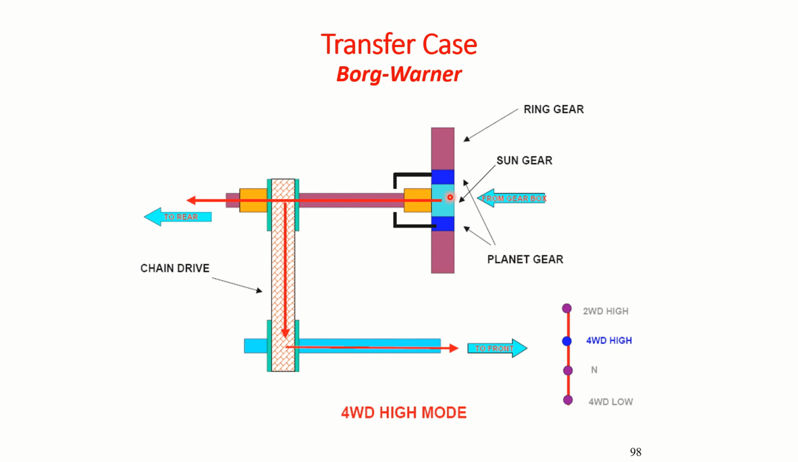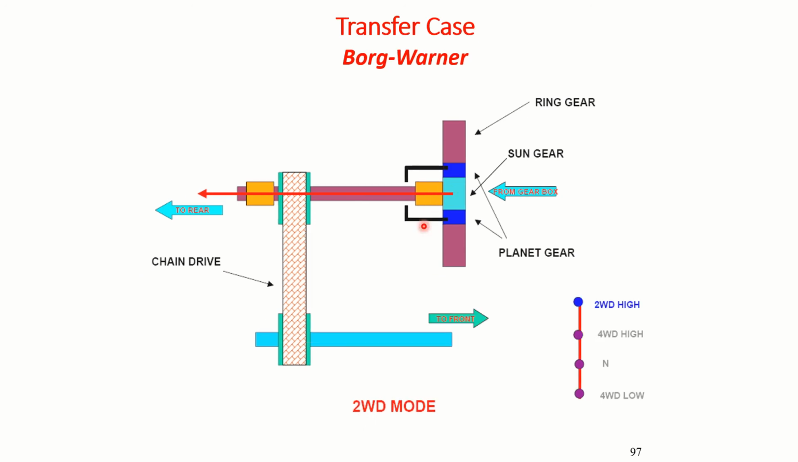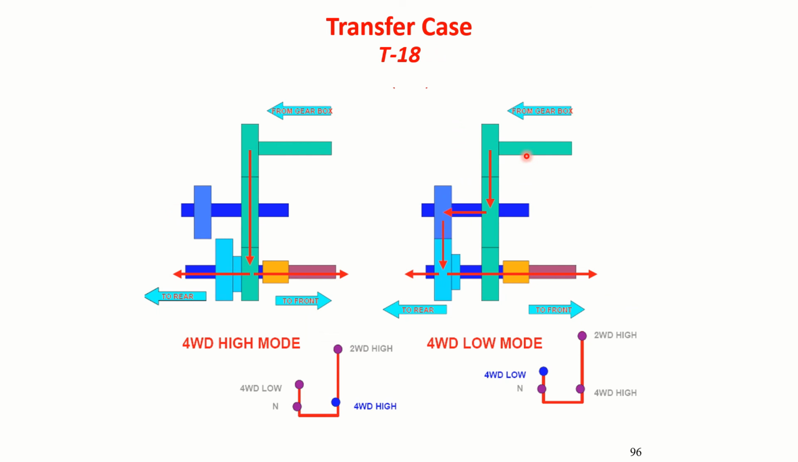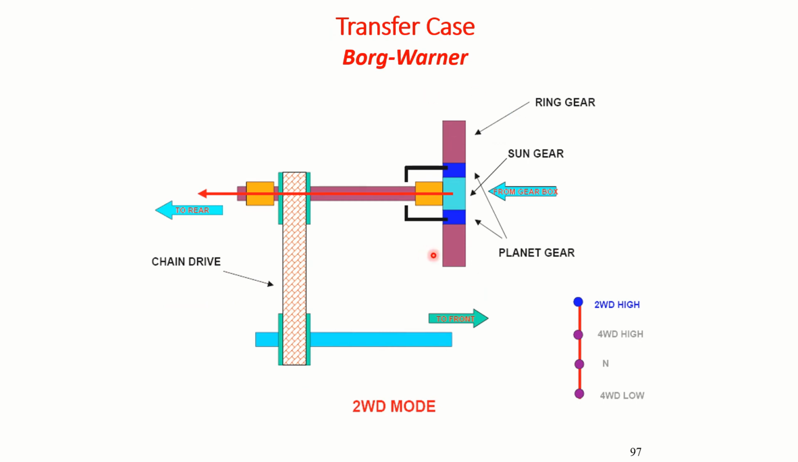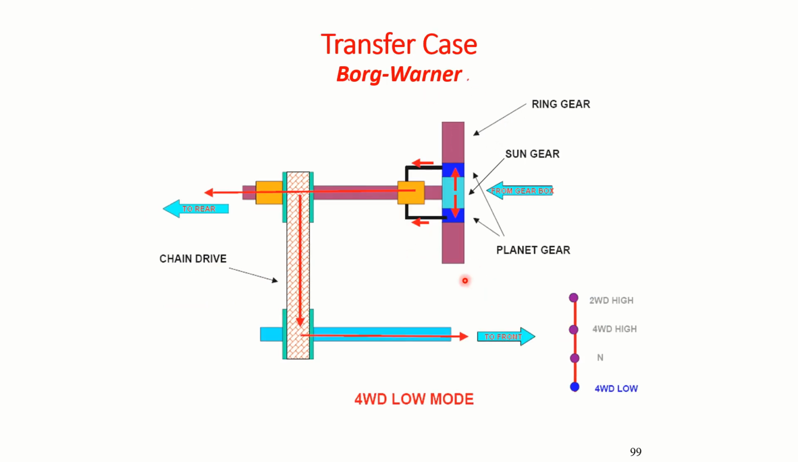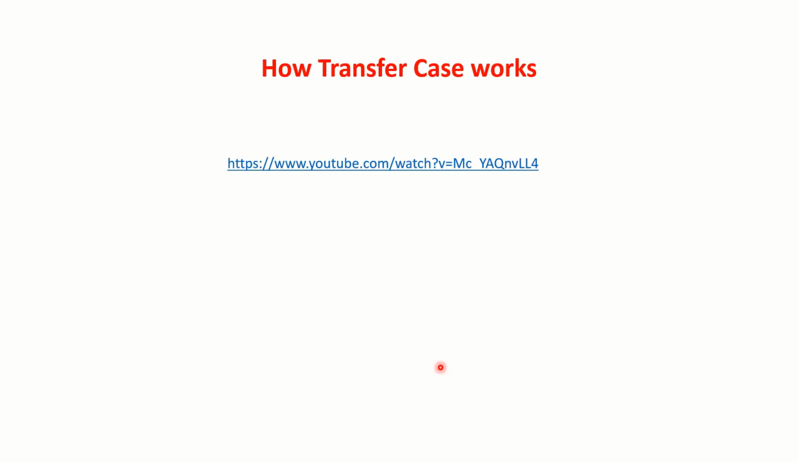So engaging the gear will become much easier, but here we are using sliding mesh. So we have to stop the vehicle and engage, then once again you have to run. That's what exactly the difficulty in the transfer case of T18. In the BorgWarner, we do not have that kind of a difficulty. So these are the types of transfer cases that we use.